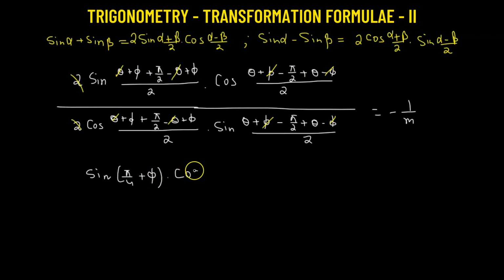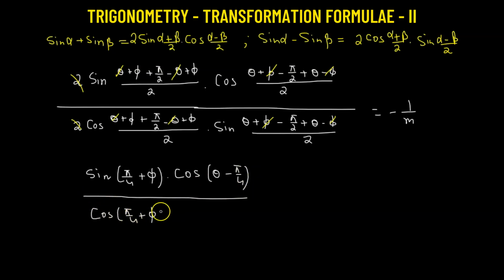Going to the next one, we have cosine of angle 2 theta, then we have theta minus pi over 4, whole divided by cosine of angle pi over 4 plus phi multiplied to sine of angle theta minus pi over 4. This will be equal to negative 1 over m.